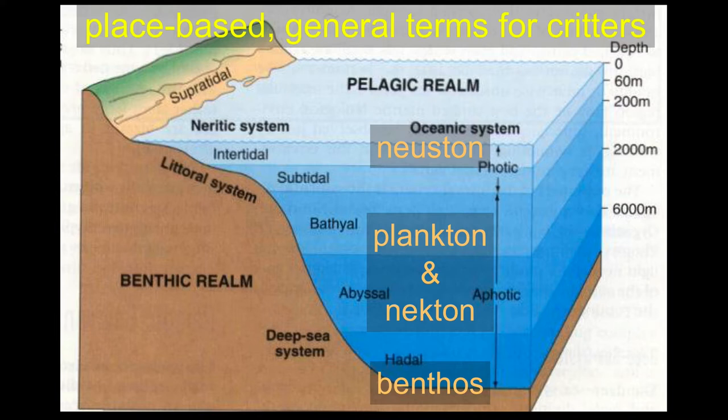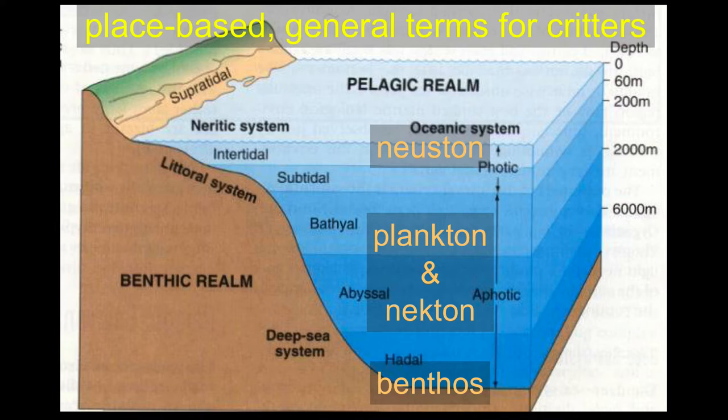Now you've probably heard of plankton, right? We've already talked about some of these harmful algal blooms, and I've referenced plankton. But let's start with neuston. So neuston are critters that are at the surface. So again, these terms I'm giving you are things that describe where the organisms typically live, or are common inhabitants of this area.